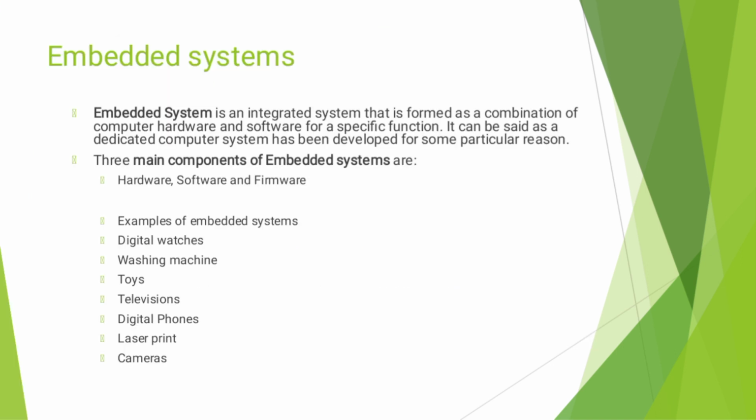Embedded system is an integrated system that is formed as a combination of computer hardware and software for a specific function. It can be said as a dedicated computer system that has been developed for some particular reason. There are three components of embedded system: hardware, software and firmware. Examples of embedded systems are digital watches, washing machines, toys, television, digital phones, laser printers and cameras.